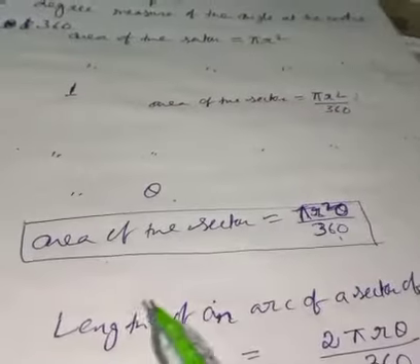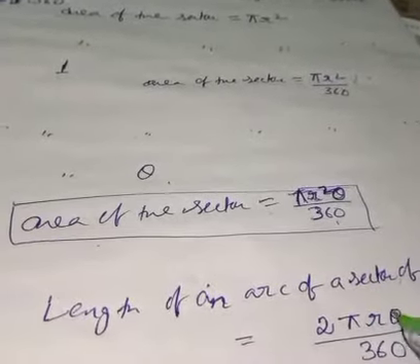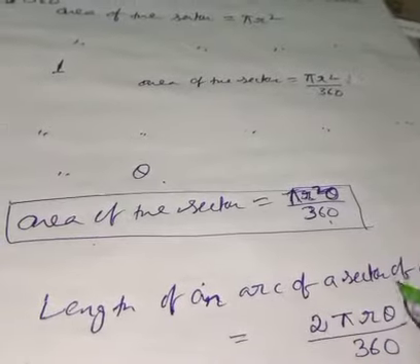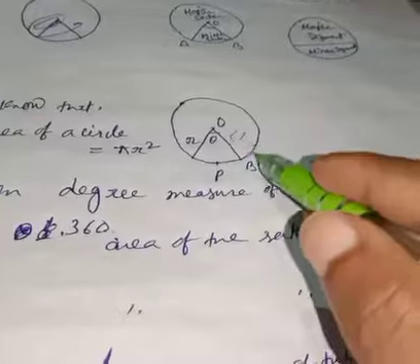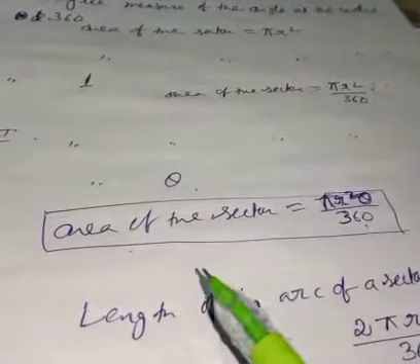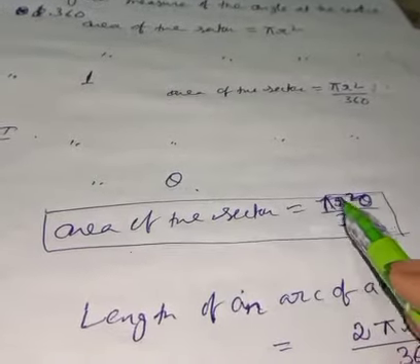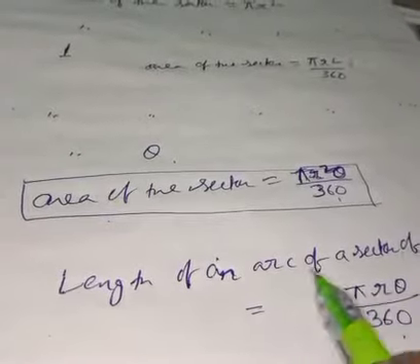Similarly, you can find the length of an arc of a sector of angle theta, which is equal to 2 pi r theta by 360. This is the formula for the length of an arc of a sector of angle theta, meaning this arc. So you use one formula to find the area of a sector, and this formula to find the length of an arc of a sector of angle theta.